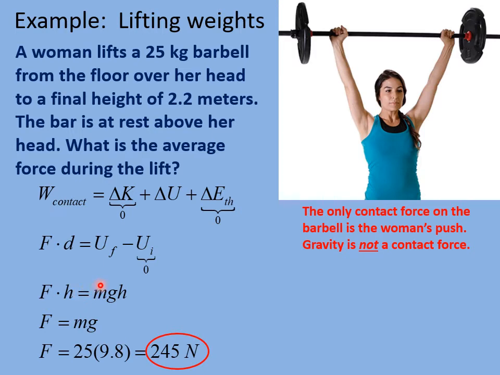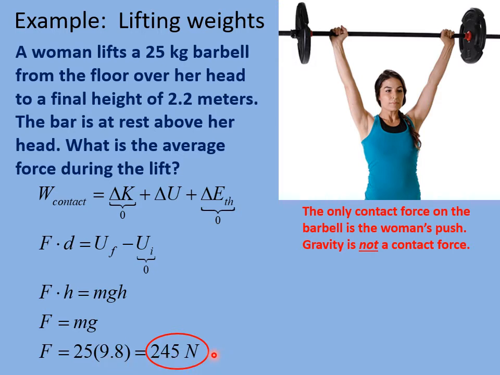Over on the right side, we have, remember, gravitational potential energy is given by mgh. So notice the h here cancels the h here, and we're left with the force is just equal to the weight of the bar, mg. The bar has a mass of 25, and g is 9.8, which gives us 245 newtons.